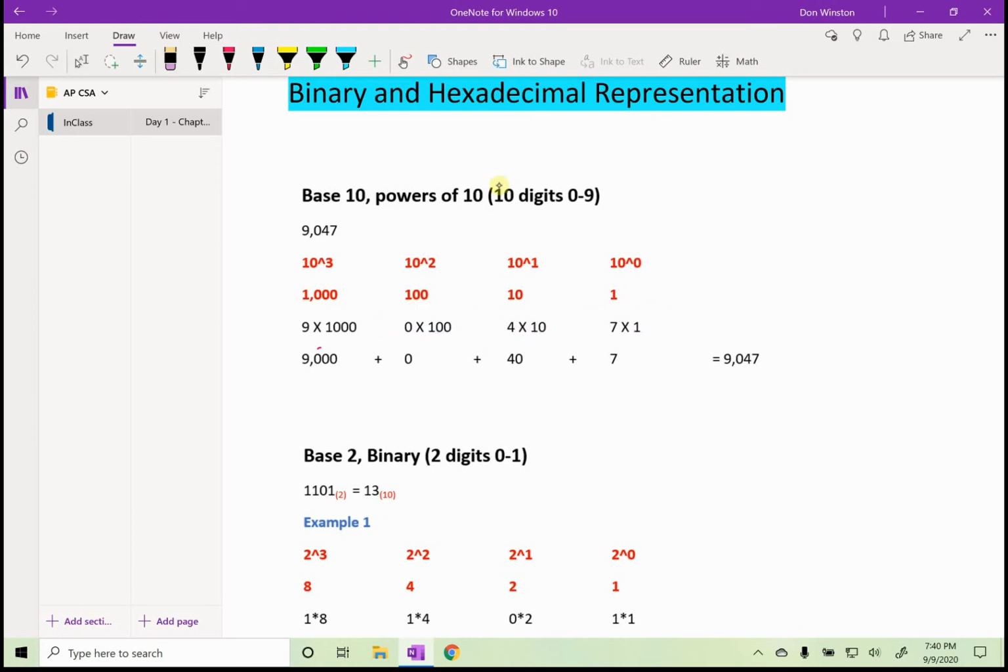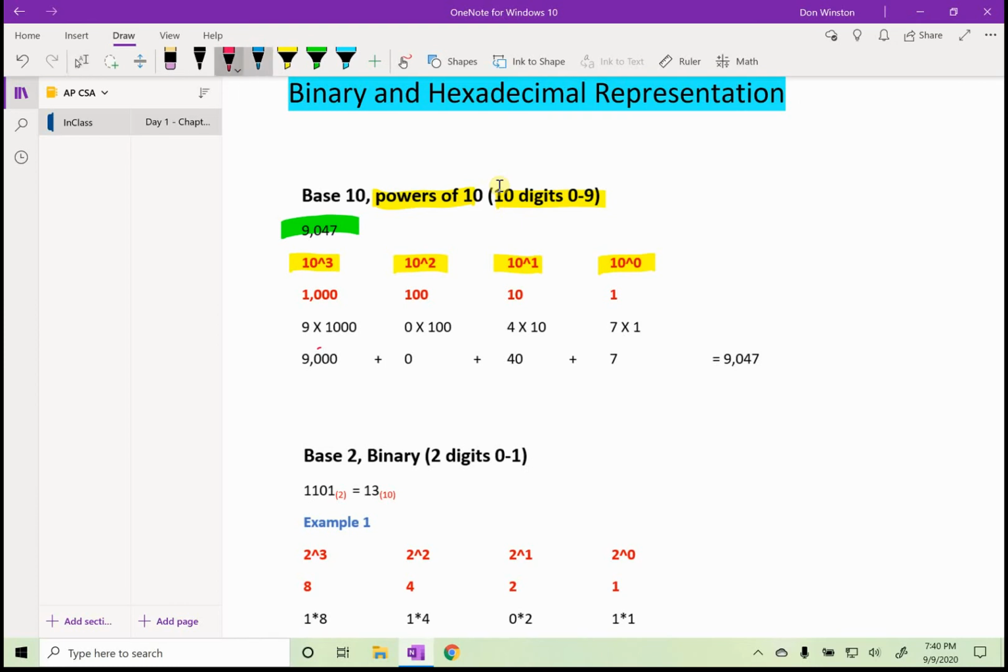So we're going to start with base 10, something you know. In base 10, we have 10 digits, and the 10 digits we work with are 0 through 9. Okay, we're working with powers of 10, base 10. So when we have a number like 9,047, using base 10, I can represent 9,047 this way. First, I have 10 to the 0, 10 to the 1, 10 to the second, and 10 to the third. 10 to the third is 1,000, 10 to the second is 100, 10 to the first is 10, and 10 to the 0 is 1.